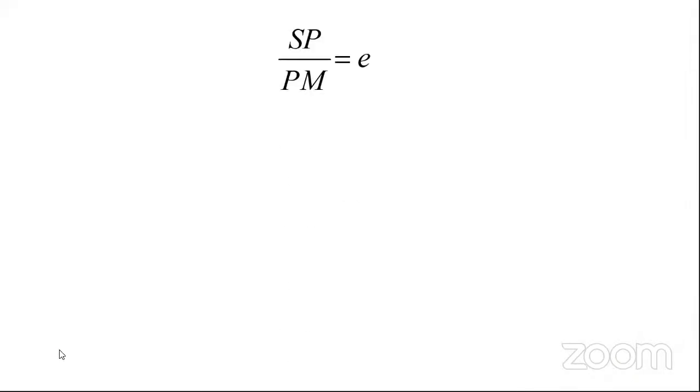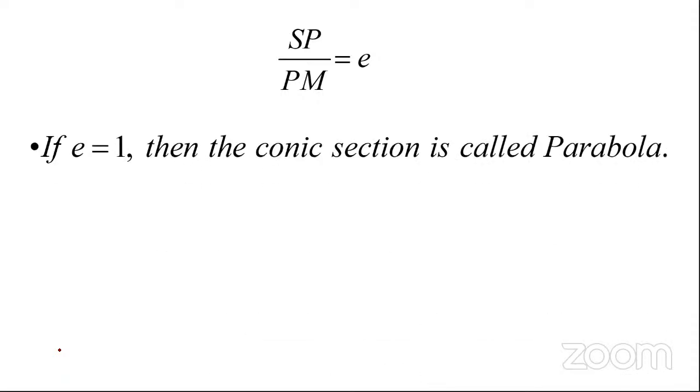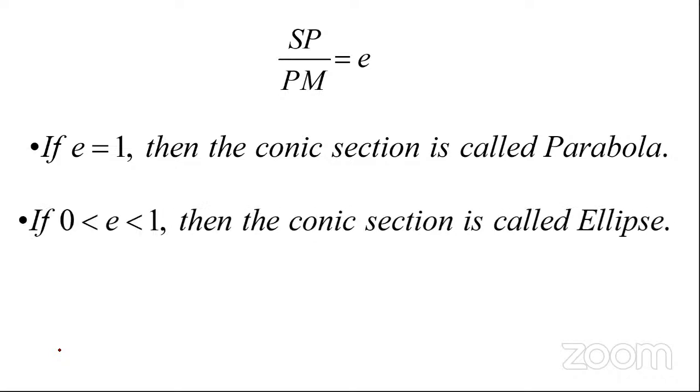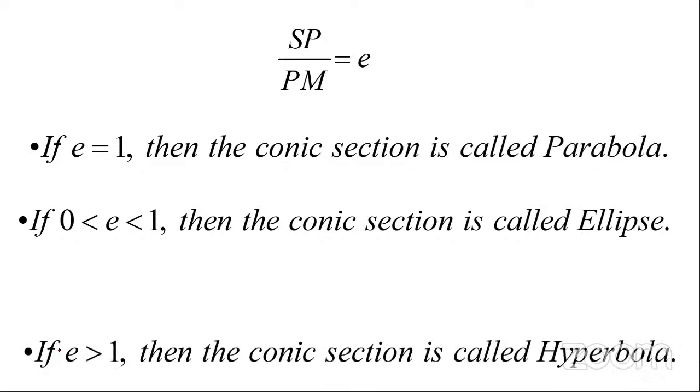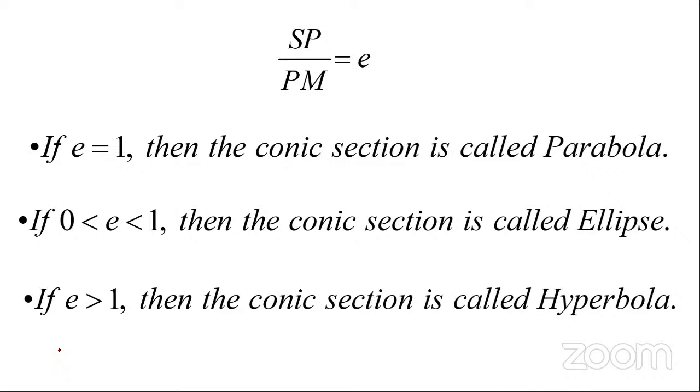From the conic section definition, we got SP by PM equal to e. If e equals 1, then the conic section is called a parabola. If 0 is less than e is less than 1, then the conic section is called an ellipse. If e is greater than 1, then the conic section is a hyperbola.